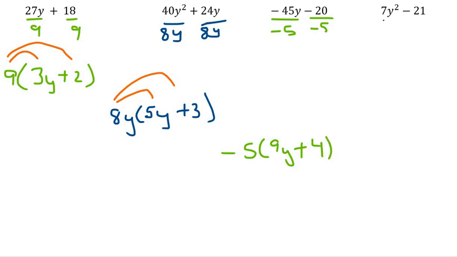And for the last one, they both don't have a y, so we can't take a y out of it, but it looks like we can take a 7 out of each of them. So that'd be our GCF, greatest common factor, divided both by 7. 7y squared divided by 7 is y squared, and negative 21 divided by 7 is negative 3.